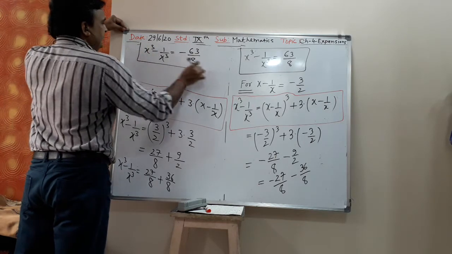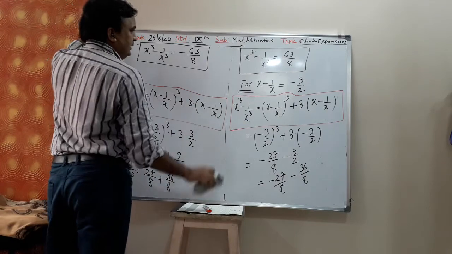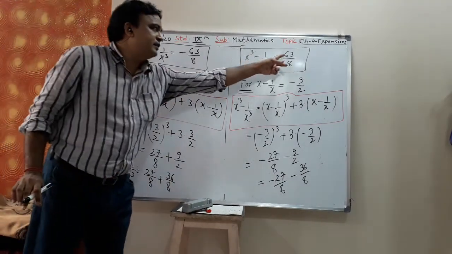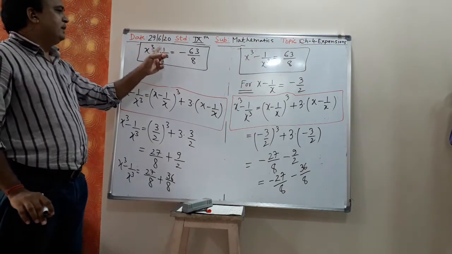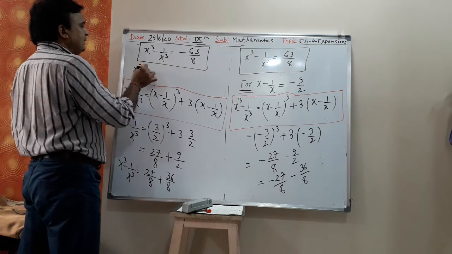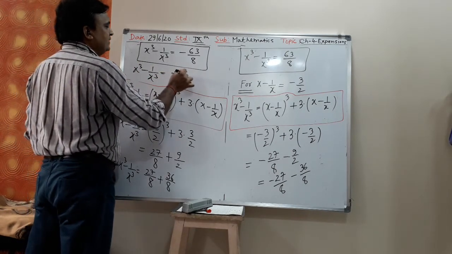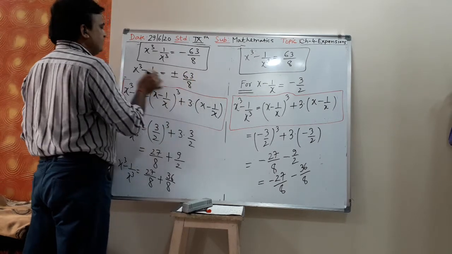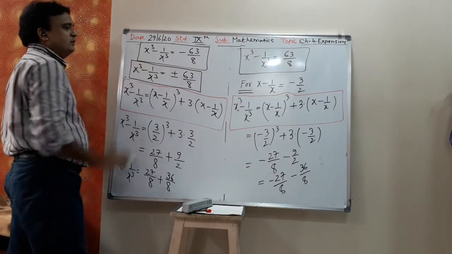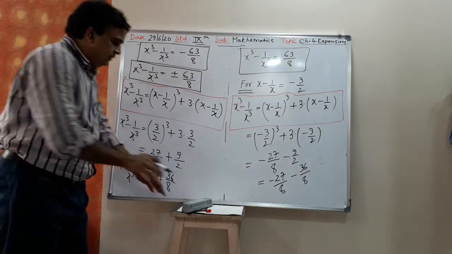So now we have computed the value of x cube minus 1 upon x cube for both plus 3 by 2 and minus 3 by 2. When it is plus 3 by 2, answer is 63 by 8. When it is minus 3 by 2, answer is minus 63 by 8. So finally we write x cube minus 1 upon x cube is equal to plus minus 63 by 8. So at the last you have to write plus minus. For each value, plus and minus, you have to find the value separately.